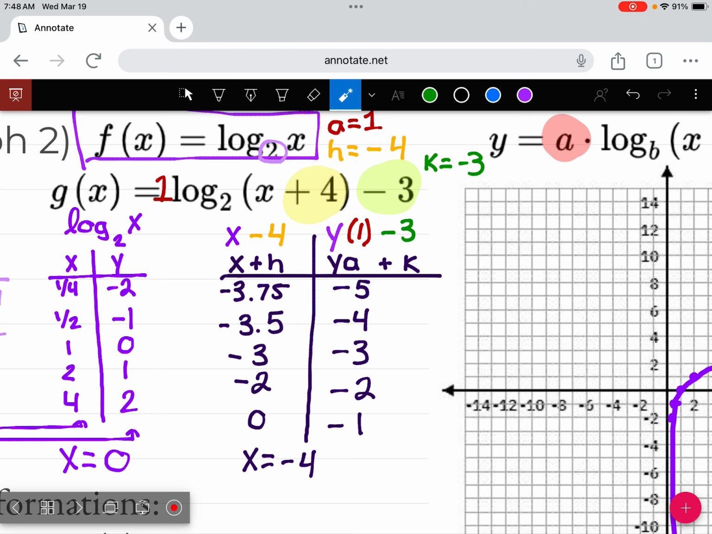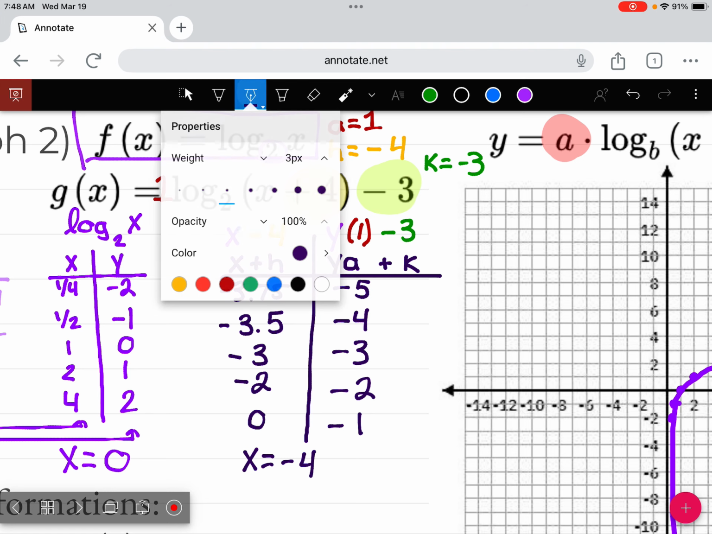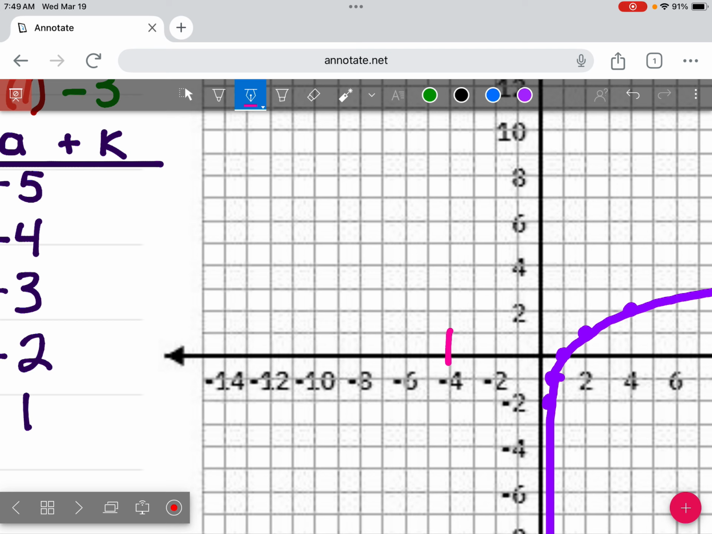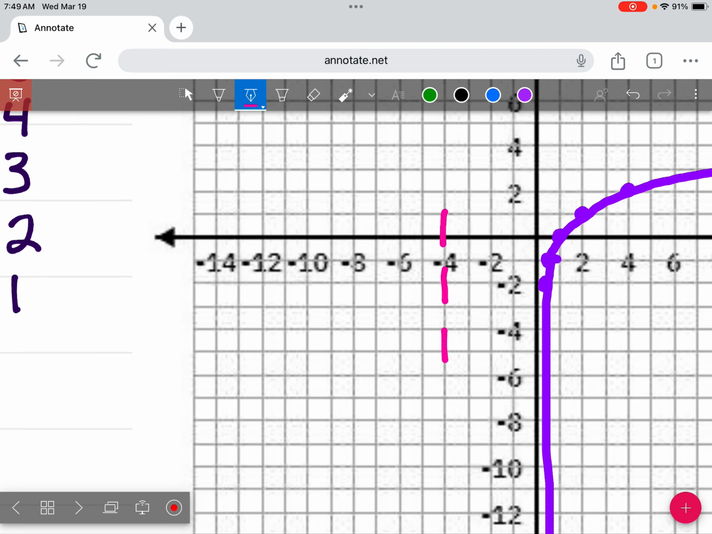So again, before I start plotting any of these points, I am going to put in my asymptote. I don't typically draw my asymptote for my parent function because it's going to be our axis, but with our transformed functions, we need to draw in our asymptote. So this is where x is -4 and x is stuck at -4, which means we've got ourselves a vertical line through -4 over here. So where x is -4 is our asymptote. So this is our wall that our graph can't crash through.